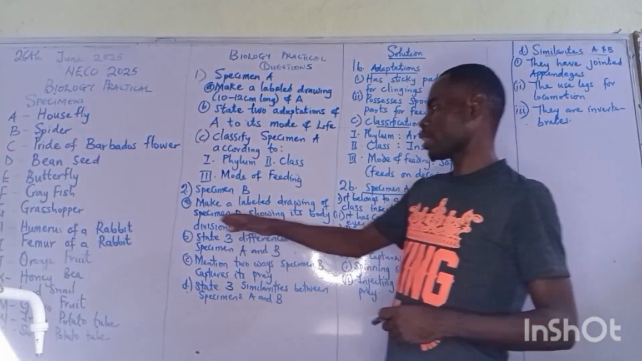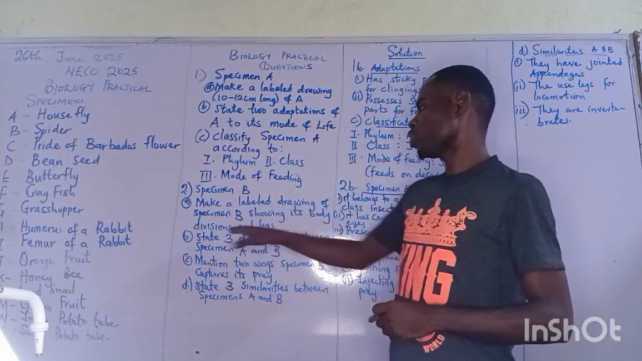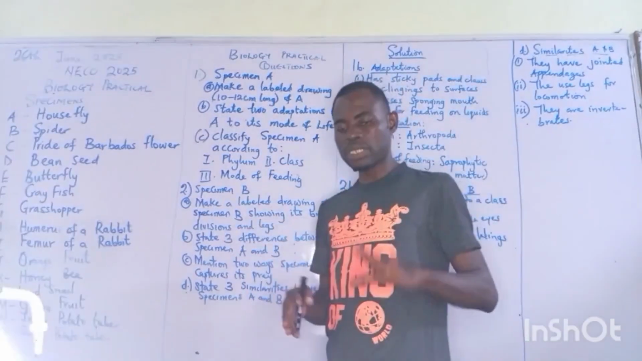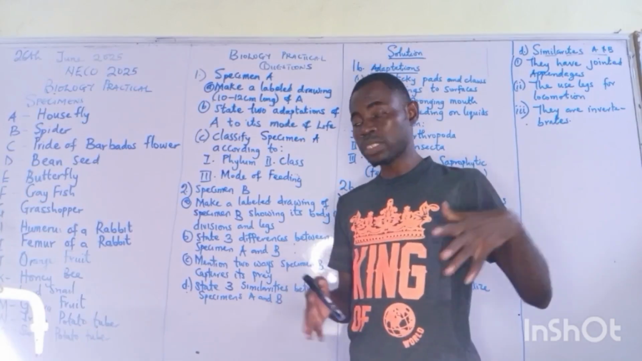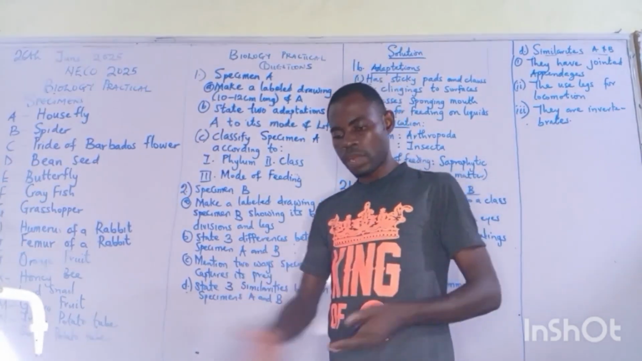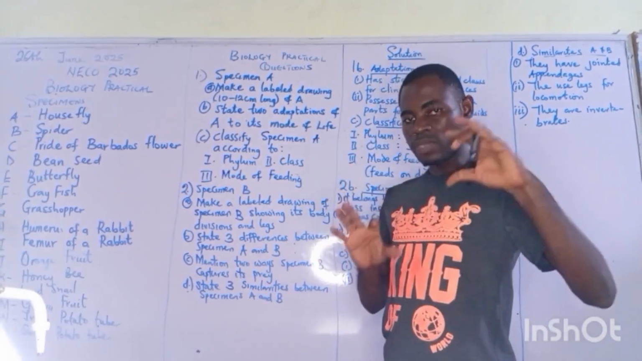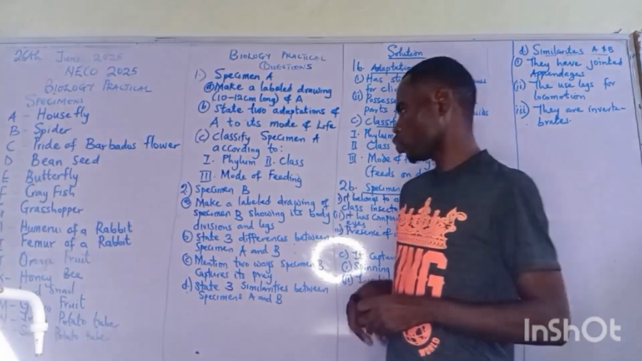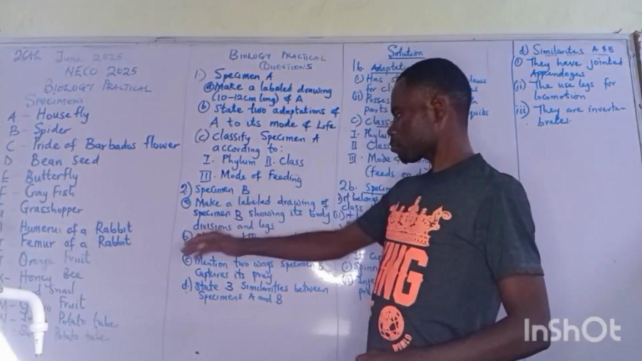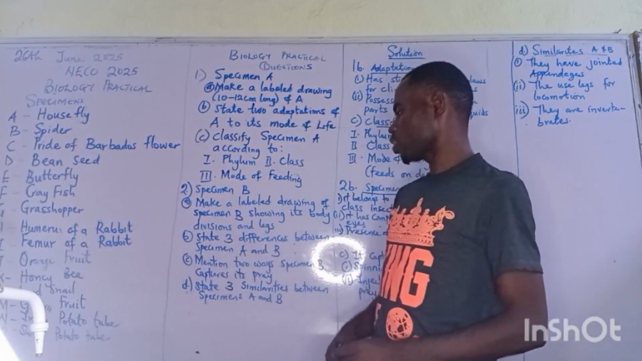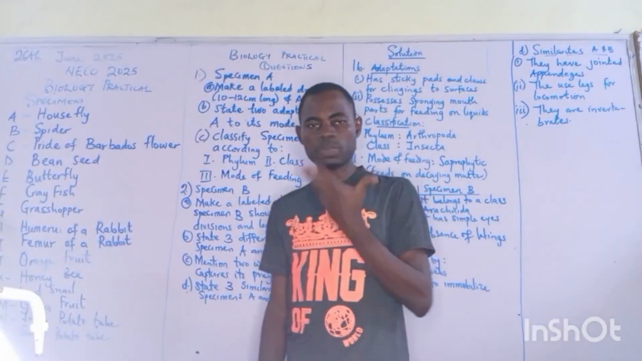Now they can ask you to make a labeled drawing of specimen B showing its body division and legs. That is, you draw it and you show the body divisions. You show all those body parts and the legs. You know the number of legs needs to be shown, and the way the body is divided, you need to show it to us. And you can also see it on the screen. Now, question B says that you state three differences between specimen A and specimen B.